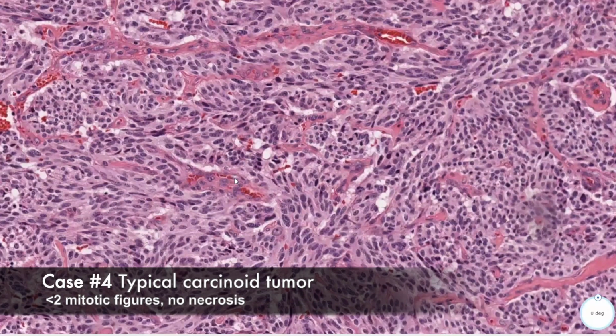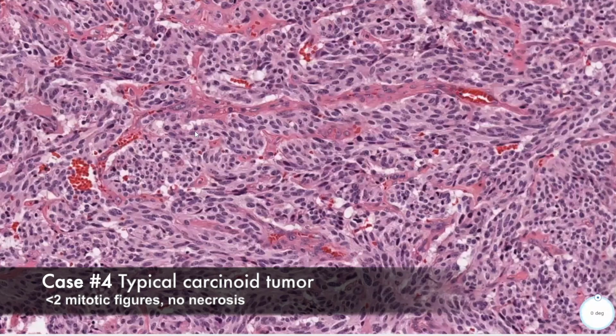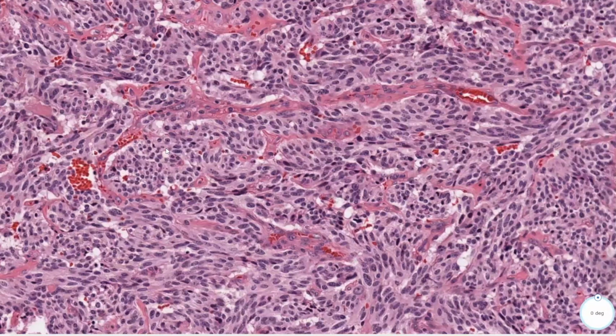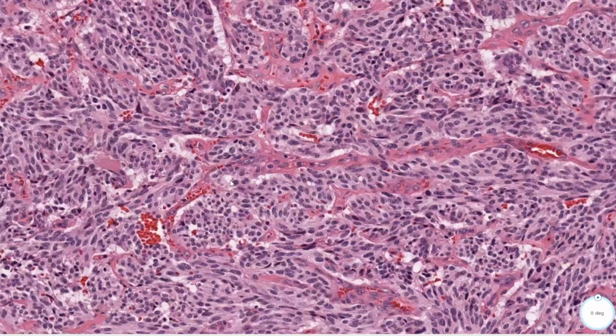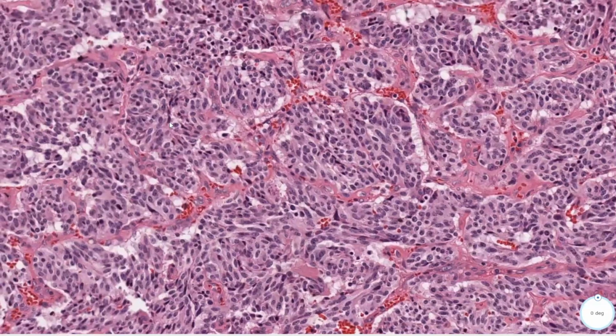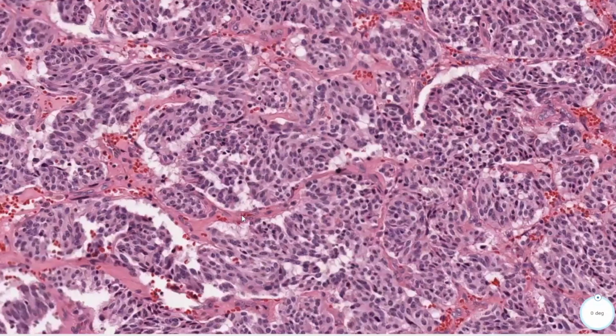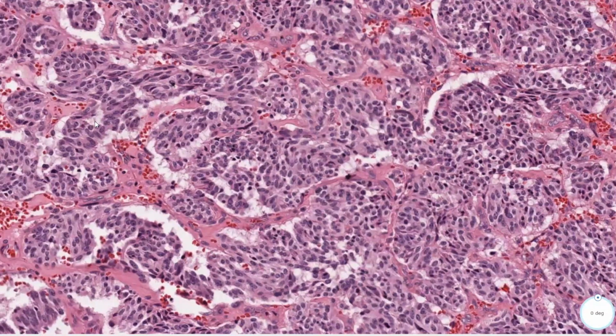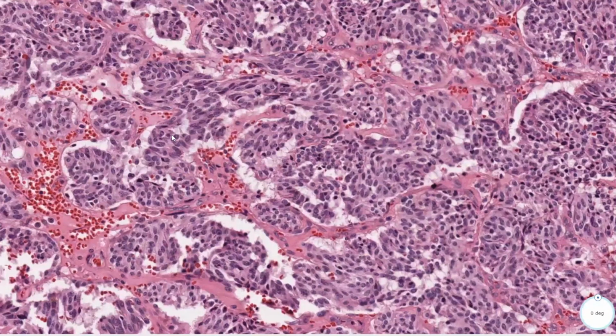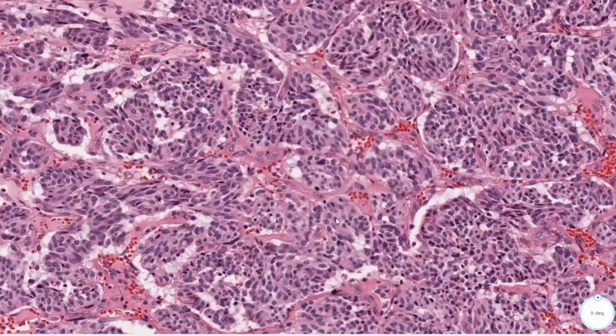And atypical carcinoids have between 2 and 10 mitotic figures. And in terms of necrosis, typical carcinoids should not have any necrosis, and atypical carcinoids can have focal areas of necrosis. Once you start getting more than 10 mitotic figures per 2 millimeters squared, you should start to think about a higher grade neuroendocrine tumor, such as a small cell carcinoma or a large cell carcinoma. But typically, these have much more than 10 mitotic figures per 2 millimeters squared. Typically, you're on the order of 50 or more.